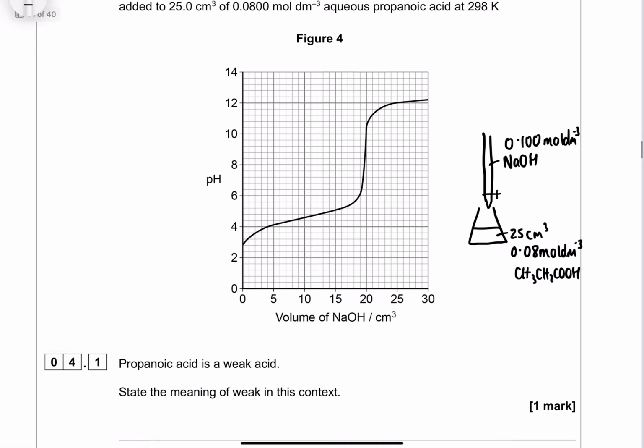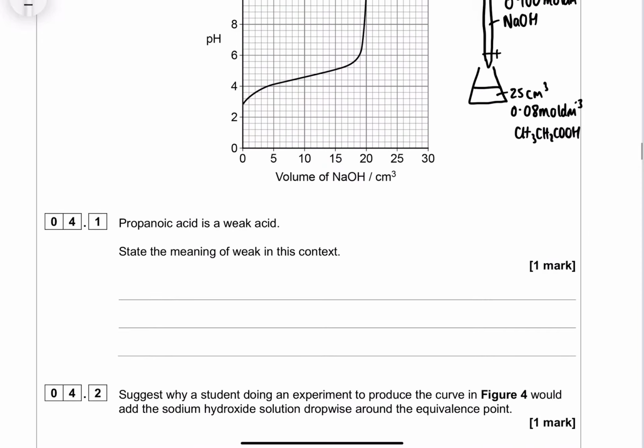Propanoic acid is a weak acid. State the meaning of weak. Weak means partially dissociated or partially ionized. So it's only partially dissociated into its ions.